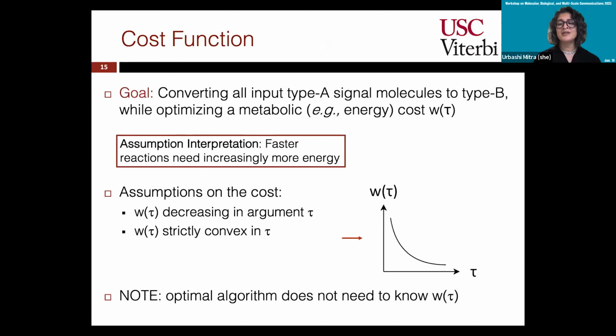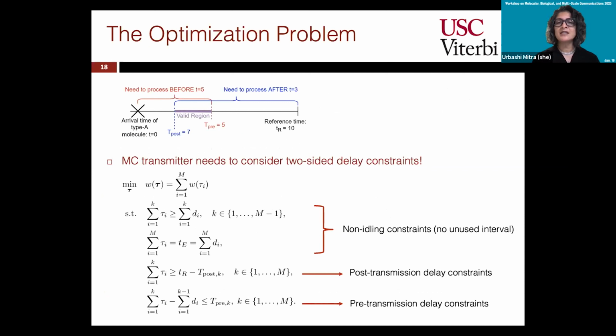Now, I need to talk a little bit about our energy function, which relates processing time to energy. And we make a number of key assumptions on this objective function, and that it's decreasing in the argument tau. So if I take longer time to process, then I'm going to use less energy, and it's strictly convex in this time tau. What's important about this problem is that the optimal algorithm does not actually need to know the actual form of the objective function. All it exploits is these two assumptions that I've mentioned, decreasing in argument tau and being strictly convex. And as I said, experimental observations suggest that this very engineering approach to the design of the objective function is actually biologically consistent. So I'm not going to go too much into the details, but essentially we set up this optimization problem that has a series of constraints.